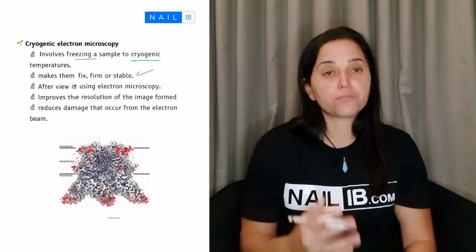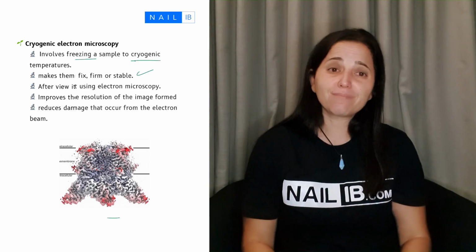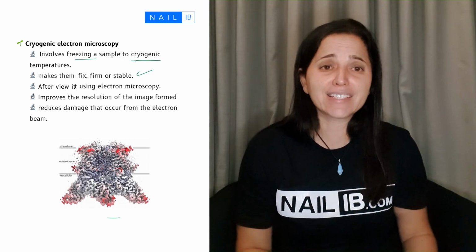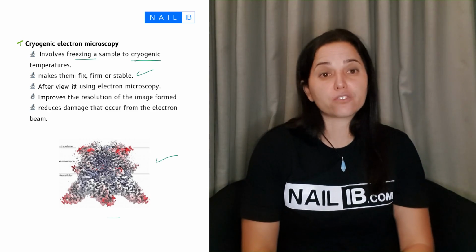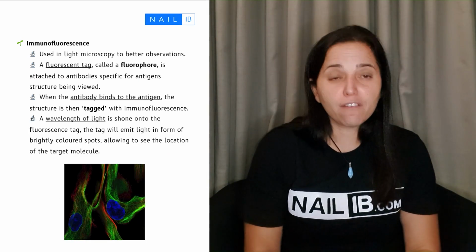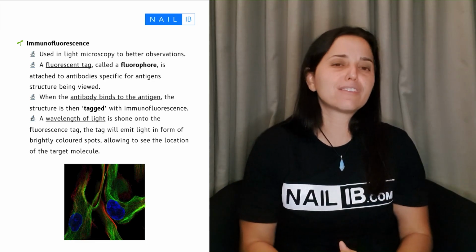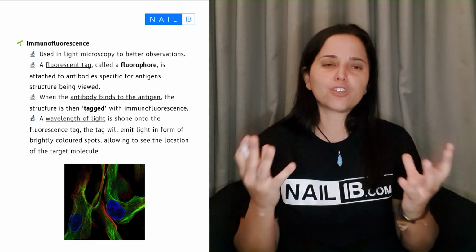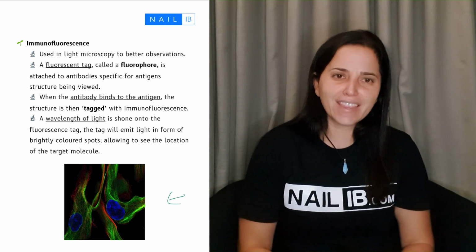And these guys, obviously using electron microscope, you can see the image in more detail. And at the same time, it reduces any kind of damage that is going on because of the cryptid. So this is what usually the picture looks like. Then you have the third one, which is immunofluorescence. This one is very much used, and sometimes you see those nice little pictures in your books of images of cells and stuff, just like this one right here, and that's what it is about.